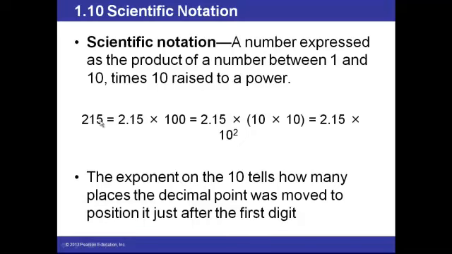To get that number, we have to move the decimal place over 2 places, so our exponent on the 10 is going to be 2. We could say that this is equal to 2.15 times 100, or 2.15 times 10 times 10. There are 2 tens, and so we represent that as 10 to the 2. So our scientific notation is 2.15 times 10 to the power 2.